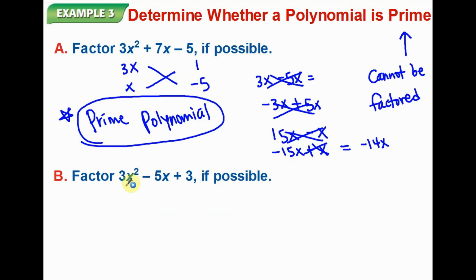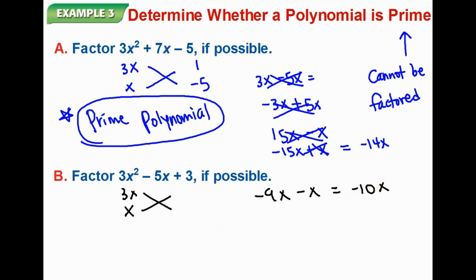Part B, again, 3x times x will get you 3x squared. If I had two positive numbers, it will not add up to negative. So if I had negative 1 and negative 3, they will make positive 3 when you multiply. 3x times negative 3 is equal to negative 9x. x times negative 1 is equal to negative 1x, which gives negative 10x. And that's not what I'm looking for.